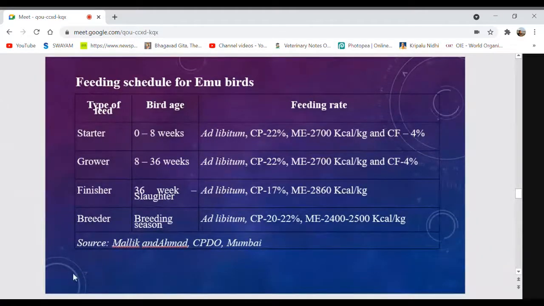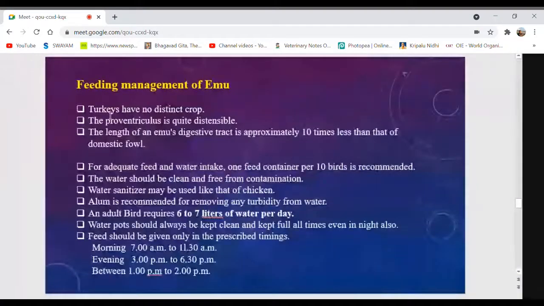This particular feeding schedule was developed by CPDO, Central Poultry Development Organization, Mumbai. Okay. Feeding management. This is not turkey, I think this is emu.